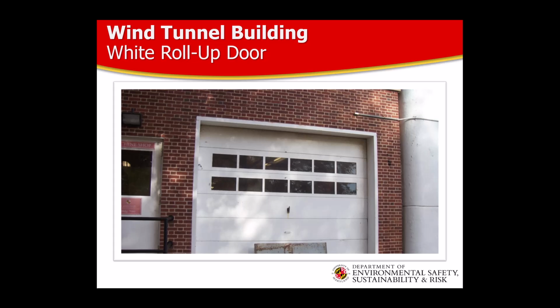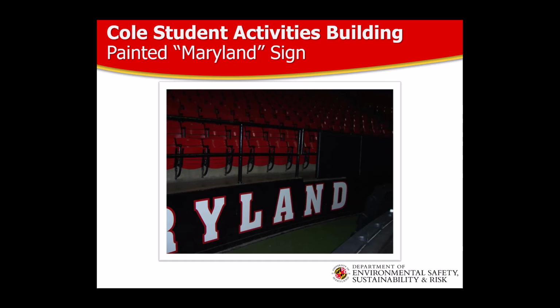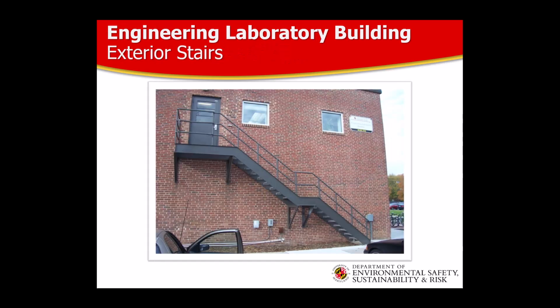The white roll-up door at the wind tunnel building, exterior door trim at the Cole Student Activities building. Notice the deterioration of the paint, the signs of cracking and chipping. Surfaces such as the painted Maryland sign at the Cole Student Activities building. The exterior stairs at the Engineering Laboratory building. This example shows how lead paint can rub off each time employees held the handrail. The lead-based paint here has since been abated and repainted.